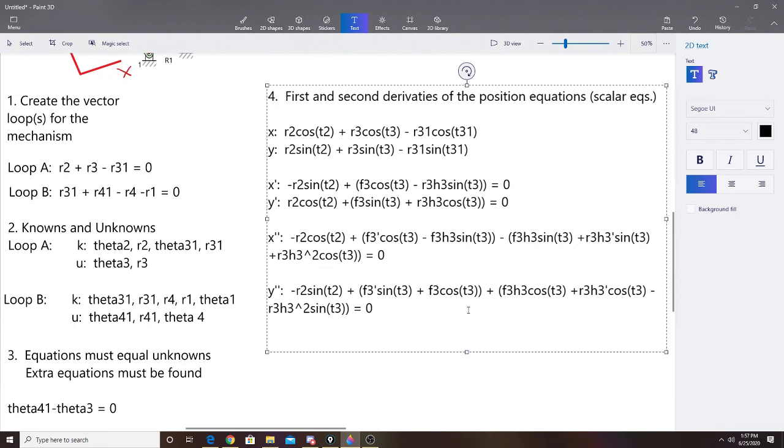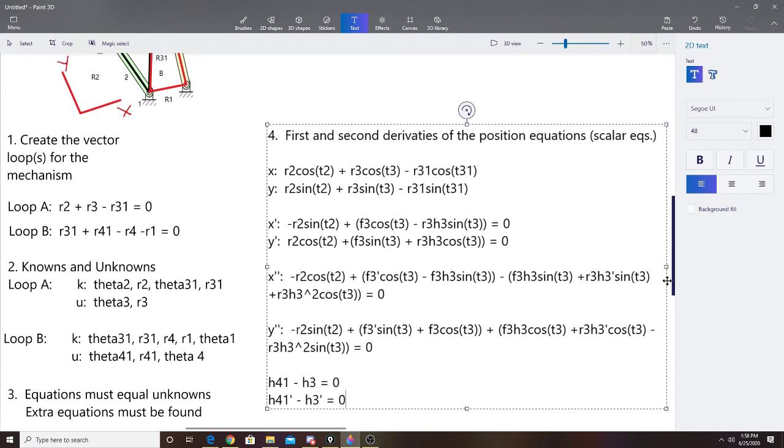But I forgot to take the derivatives of the other equation, which is this right here. So if you take the derivative of this down here, theta 4 minus theta 3 equals 0, you get theta 4 prime minus theta 3 prime equals 0, and then you get theta 4 double prime minus theta 3 double prime equals 0. And then you will have to return me all of this. This is what I'm looking for. This will be the main part of your exam is doing this. The vector loop part, creating it, that's not as concerning.